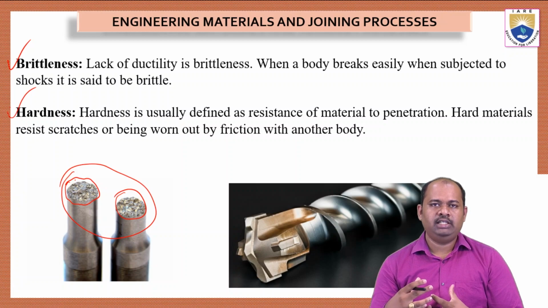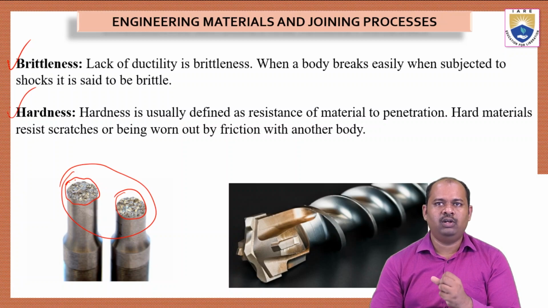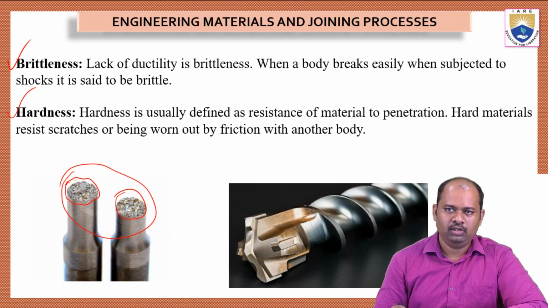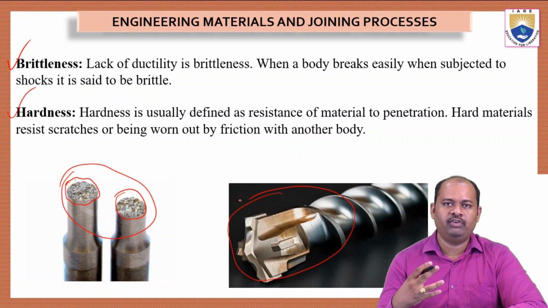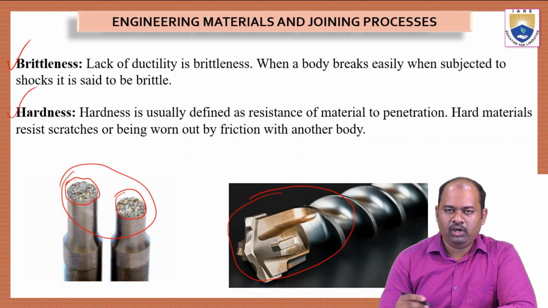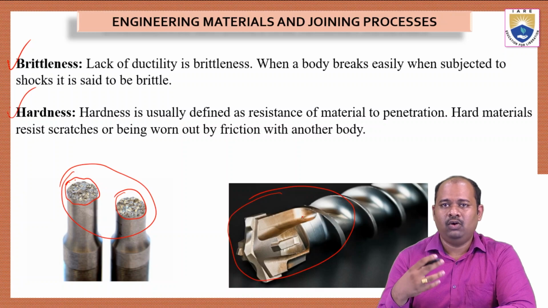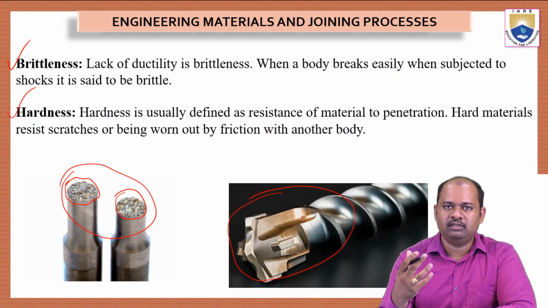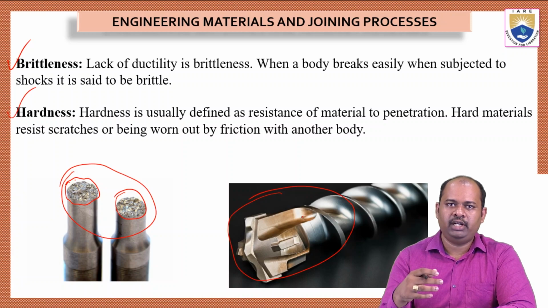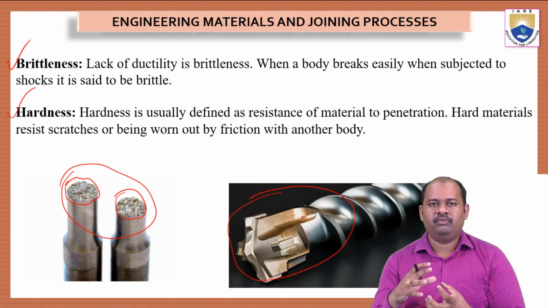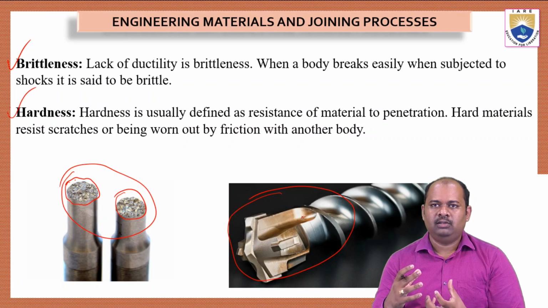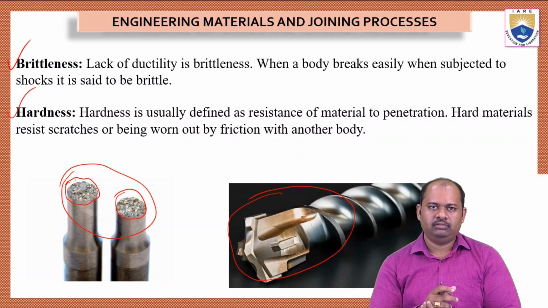Okay, hard materials resist scratches or being worn out by friction with another body. So in this picture, we can see there is a tool. This is a tool used for machining. So where do we use these machine tools? This kind of tool is used to drill holes on a metal plate. So whenever we are using metal on a metal, what happens if both the metals have the same kind of strength or hardness? We cannot make holes into the plate.